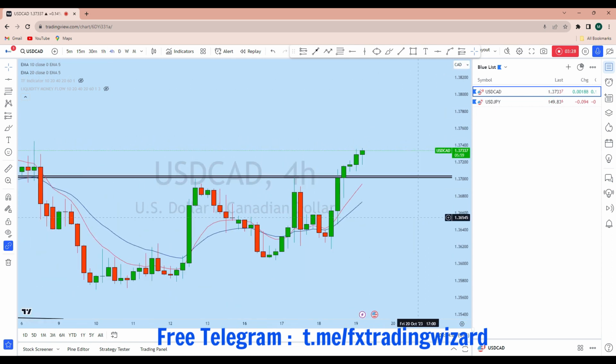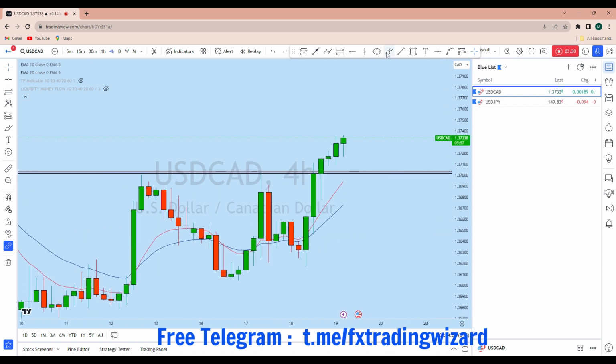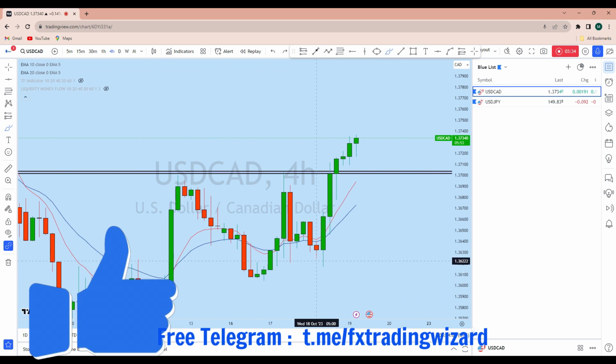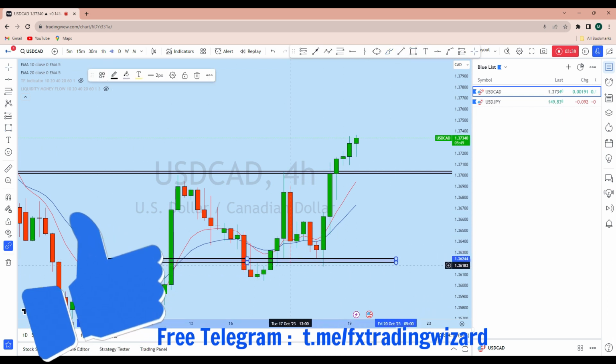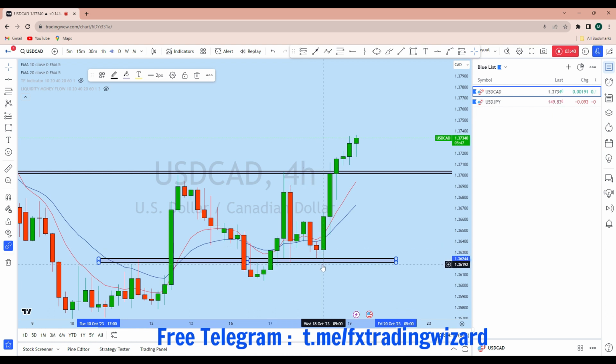Now looking at the intraday perspective, we see a significant move from this level, and we saw that during the news announcement there was a liquidity trigger here, and that level was crossed, and later we saw quite a few sessions of strong bull move.